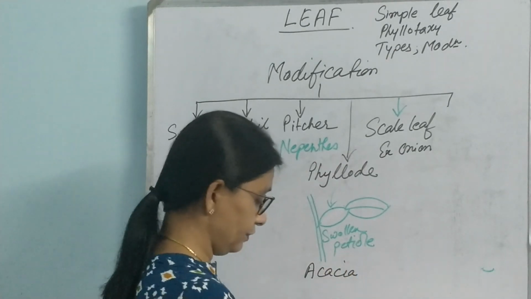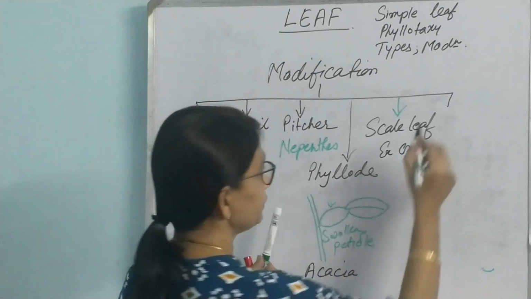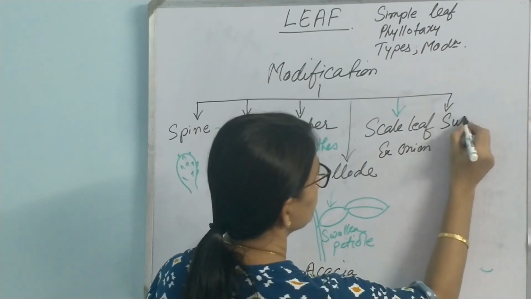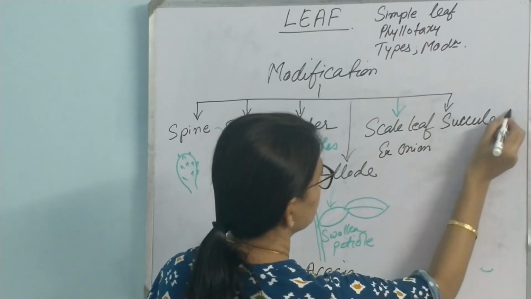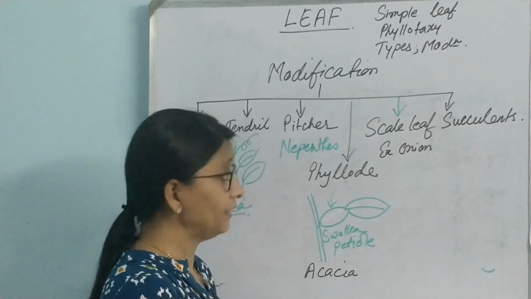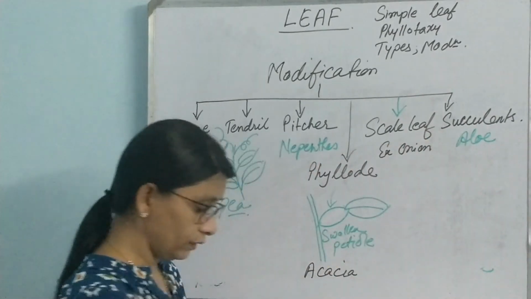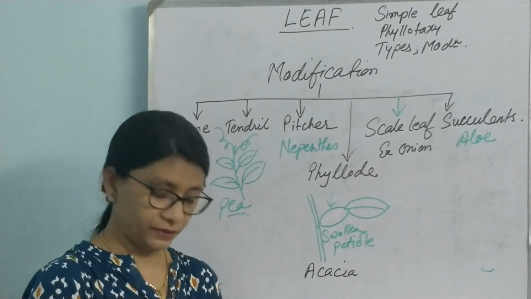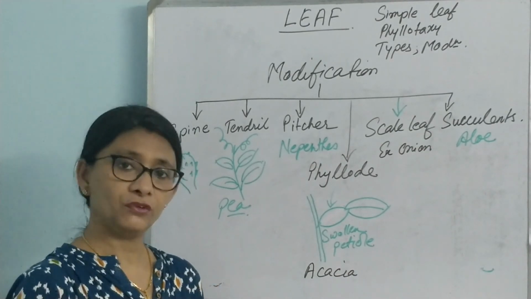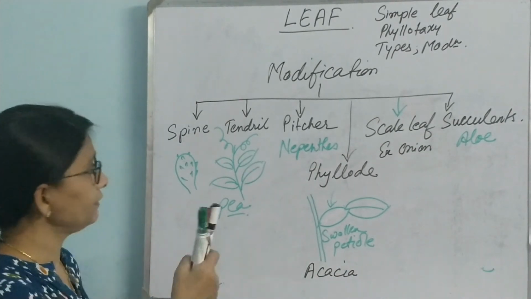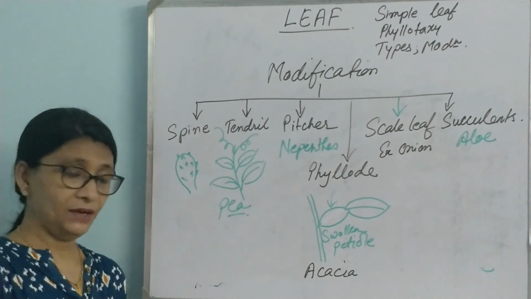Then we have succulents. Succulents, and very common example is aloe. So they hold water and minerals and those sort of things. Succulents, they are mainly for preservation of water. So these are the types of modification of leaf.